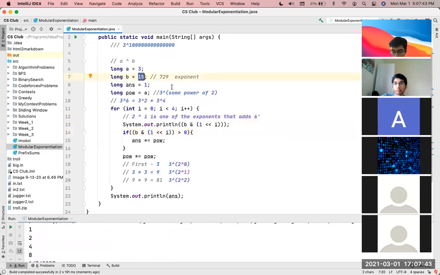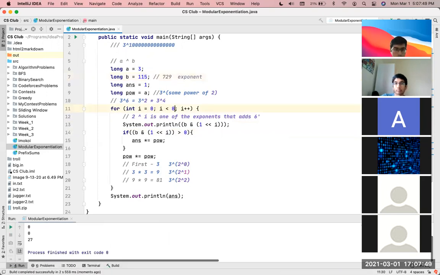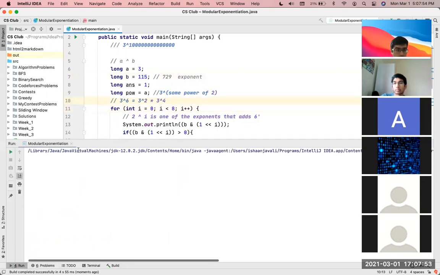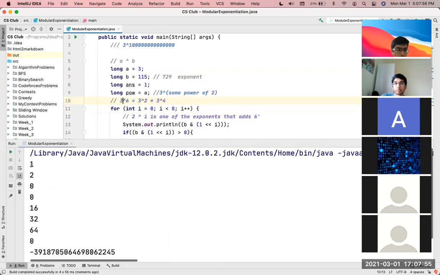Let's see what's needed to add up to 115, for example. This is just a random number. I should make this bigger. If I run this now, we can see that 1, 2, 16, 32, and 64 are the powers of 2 that add up to 115.